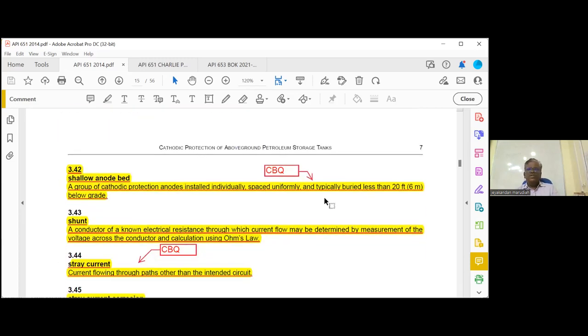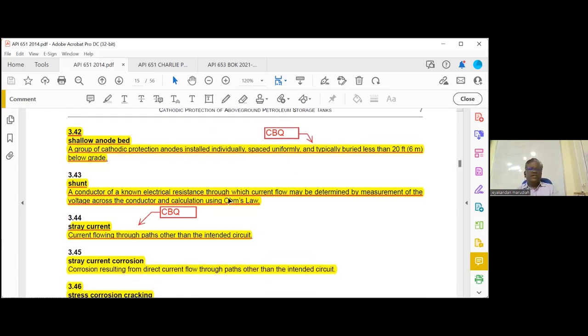Then shallow anode bed, very important, a closed book question. A group of cathodic protection anodes installed individually, spaced uniformly, buried less than 20 feet. For small tanks with sacrificial anodes, we will use a shallow anode. When you are using impressed current, we can go for a deep anode. Deep anode means 50 feet and more. Shallow anode means less than 20 feet. These are closed book questions.